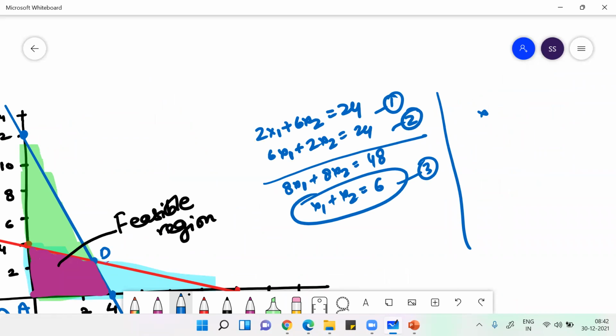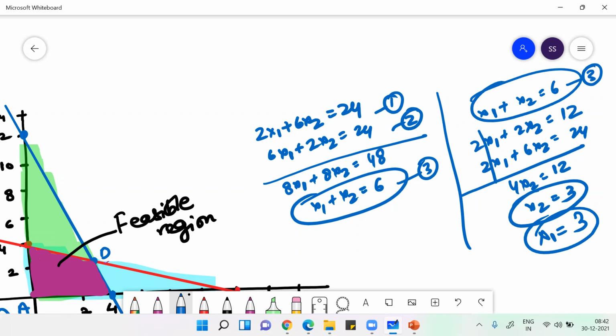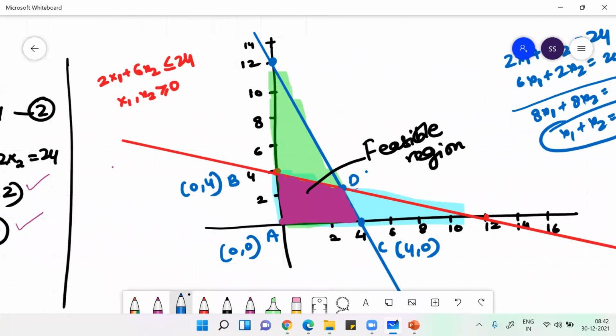If you multiply the third equation by 2, you'll get 2x1 plus 2x2 is equal to 12. And your first equation is 2x1 plus 6x2 is equal to 24. You solve this, you will get 4x2 is equal to 12, so x2 equals 3. Automatically x1 will be equal to 3 because x1 plus x2 equals 6. So this coordinate is (3, 3).